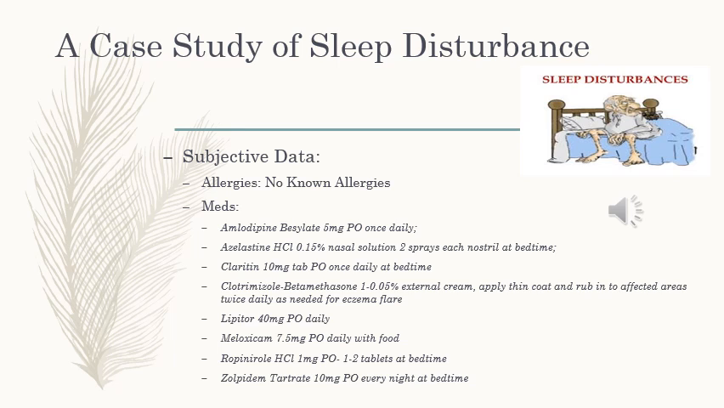He was also on ropinirole, and that was for his restless legs. He was taking 1 to 2 tablets at bedtime, depending on how he felt that day. And then his zolpidem or Ambien, 10 milligrams PO every night at bedtime.